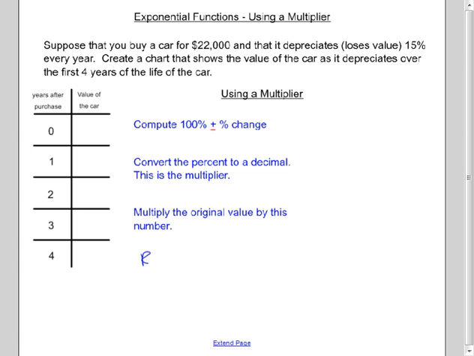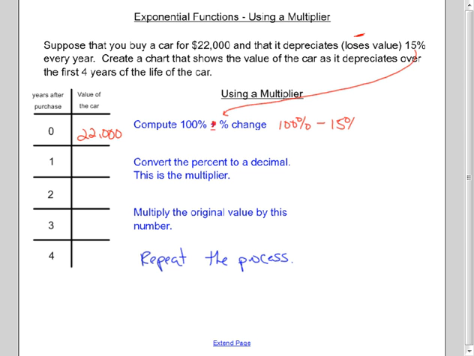And then we're going to multiply the original value by this number. And then from there, you are going to get the repetition again. So it's actually easier to do than to actually say the steps for. So the one thing you notice here is the car still starts at $22,000. So let's compute this multiplier by taking into account the change. Loses value means we're going to subtract here instead of plus. And the 15% is our percentage change. So I get 100%, which all multipliers start at, minus 15% equals 85%.